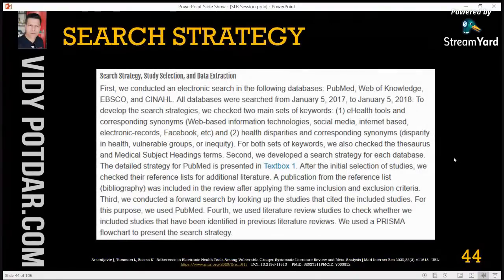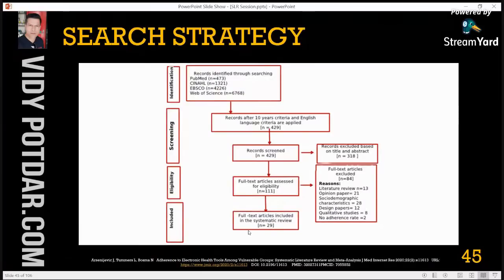So search strategy, an example here you can see. We conducted an electronic search in the following databases. So these were the different databases that were used. It shows the year 17 to 18. And it also mentions that we used a Prisma flowchart to present the search strategy. So that is an example of how you can write the search strategy section in your paper. This is the Prisma flowchart.